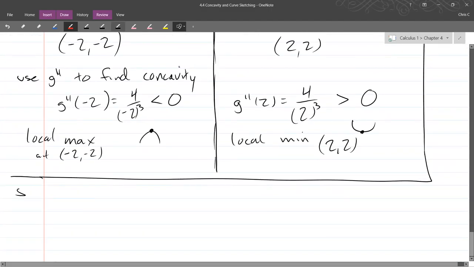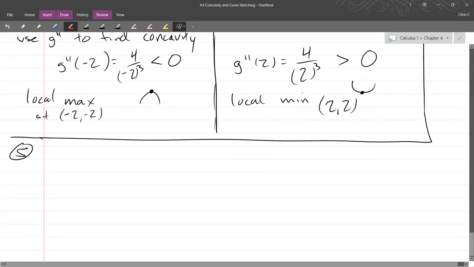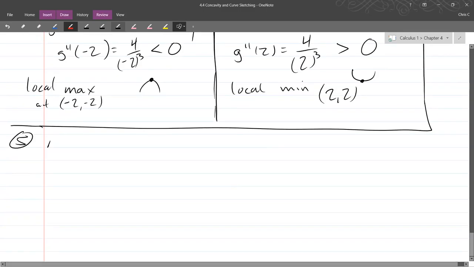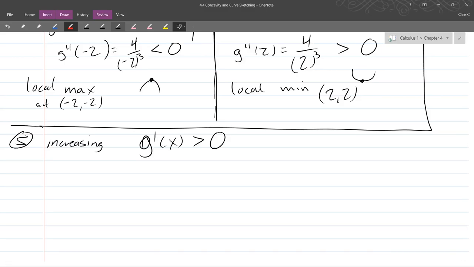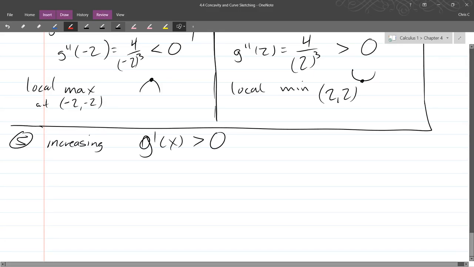All right, increasing, decreasing intervals. I'm going to make a chart here. Well, we'll make the chart at the end, actually. So we're going to look at increasing. So I want to know when g prime is greater than 0. This one is a little bit tougher because I also have vertical asymptote to worry about. So when I make my sign graph, not only do I have x-intercepts, but I have vertical asymptote that I have to pay attention to, is the sign changing. So we're going to make a sign graph.